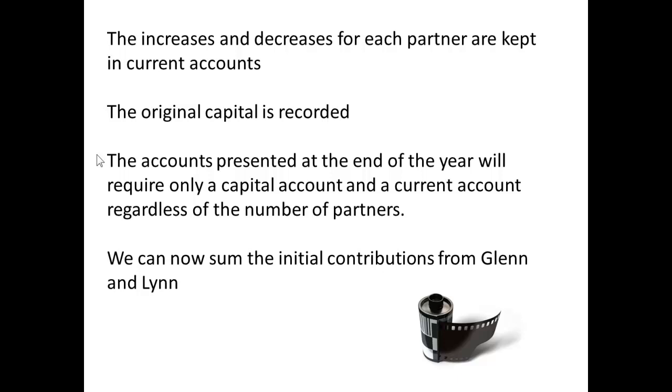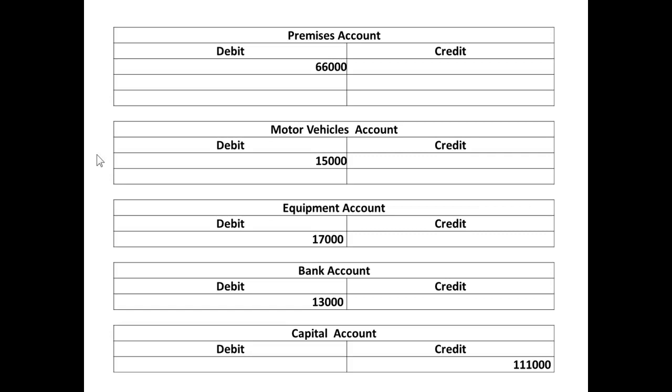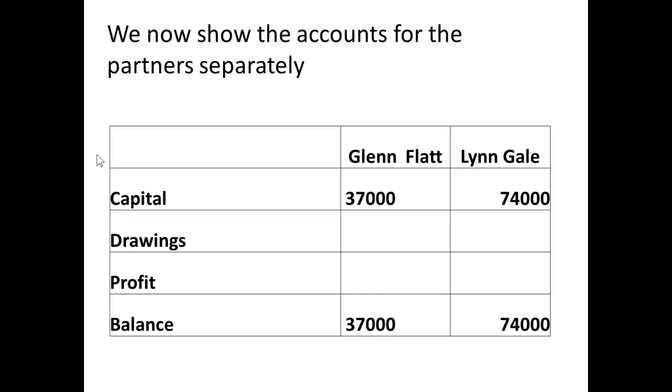So let's sum the initial contributions from Glenn and Lynn. In the premises, there were 66,000, motor vehicles 15, equipment 17, bank account 13. Those are all the debits, those are all the assets. And the combined capital then of the business is a credit of 111,000. So that's what's going in the capital account.